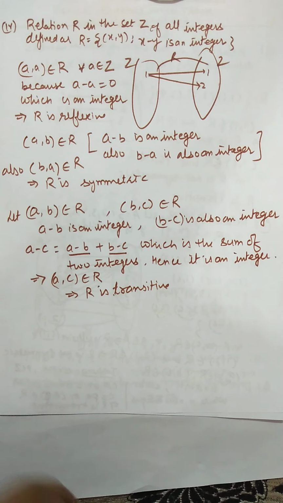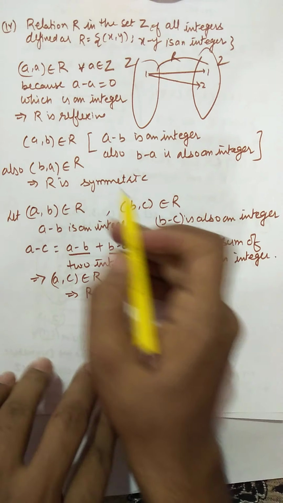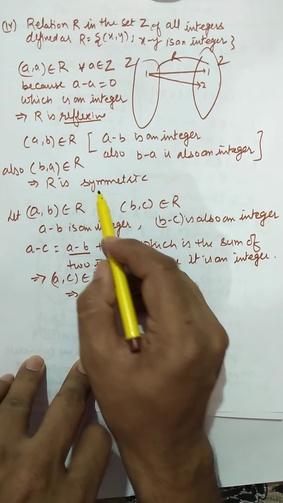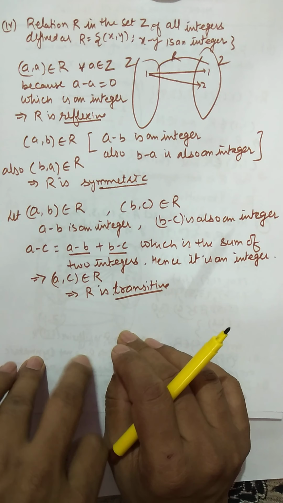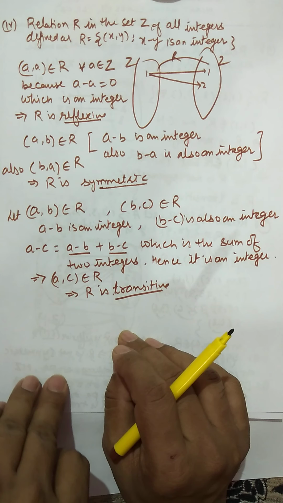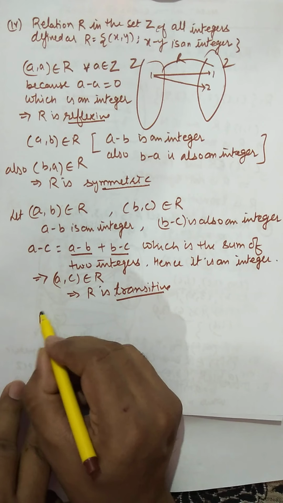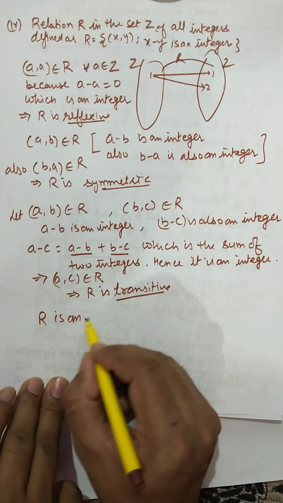So now this is the relation which is reflexive. You can see this is reflexive, this is symmetric, and this is transitive. So any relation which is symmetric, reflexive, and transitive, we say that R is an equivalence relation.